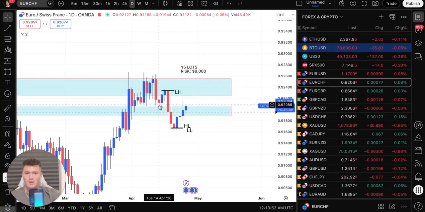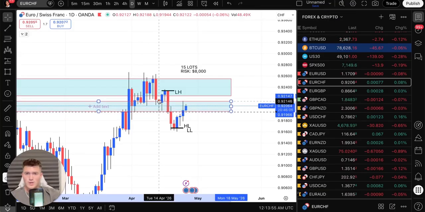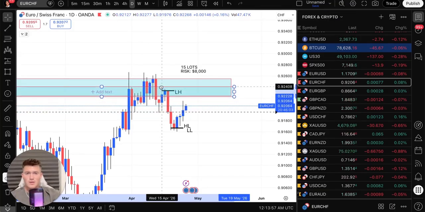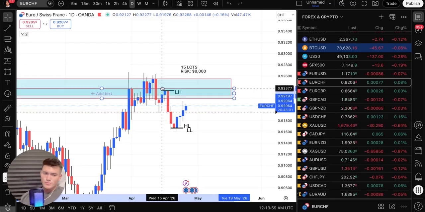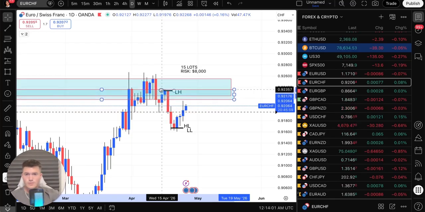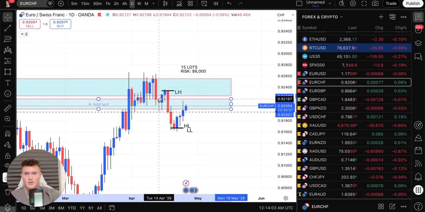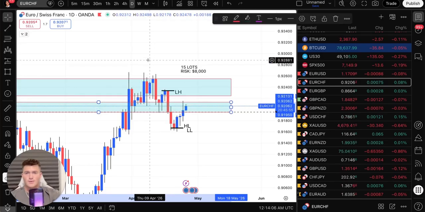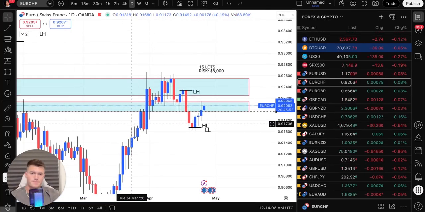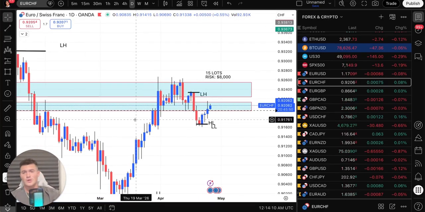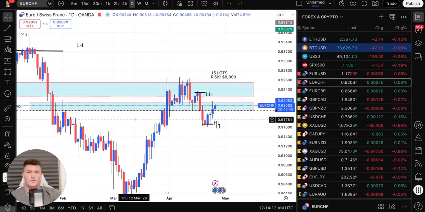Sometimes you'll have instances where the daily and the weekly are in the same area. What does that mean? That's all the better, honestly. When a daily and the weekly are in the same area, same zone, all the better.